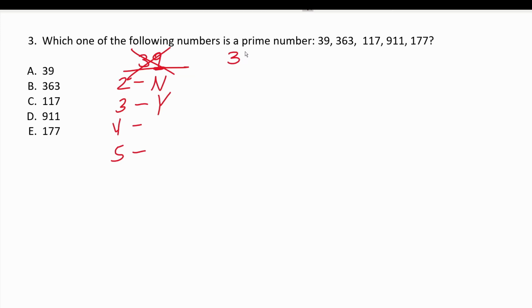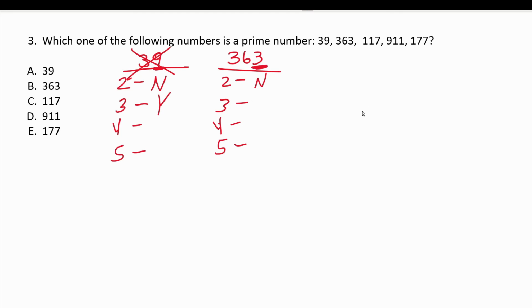Let's move on to 363 now. Again, we're going to check divisibility for 2, 3, 4, and 5. All right, to check for divisibility for 2, we look at this last digit. If it's even, it's divisible by 2. If it's not even, it's not divisible by 2. It's 3, which is odd, so we know it's not divisible by 2.